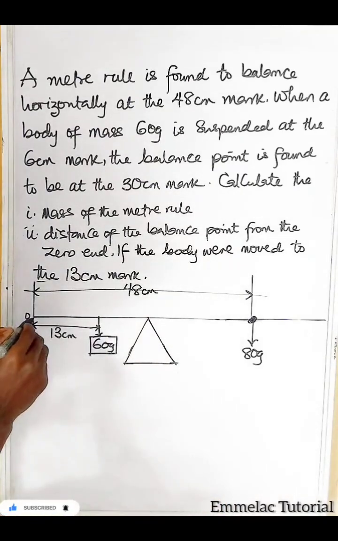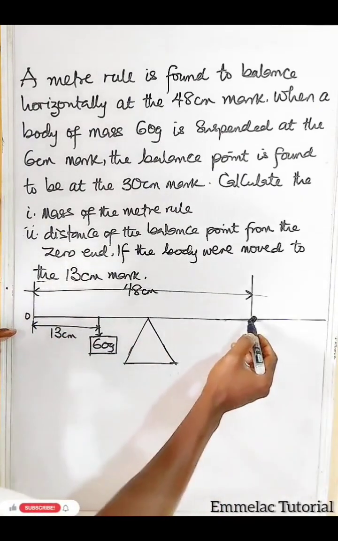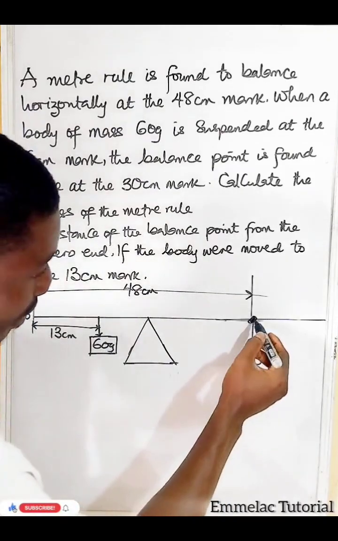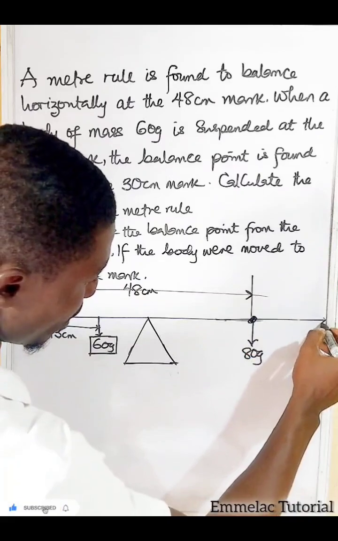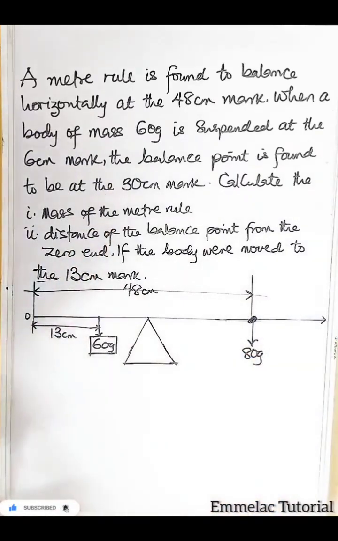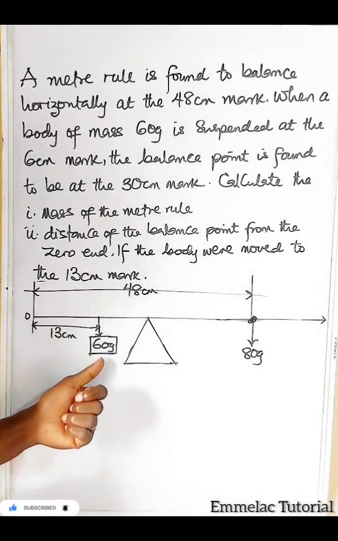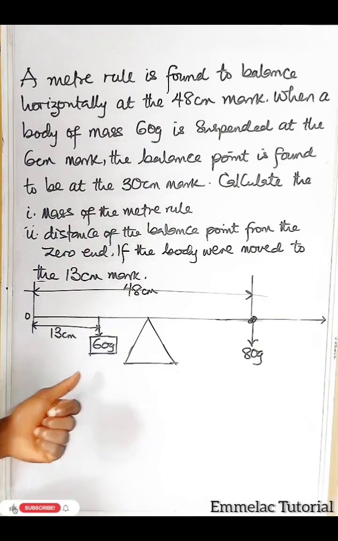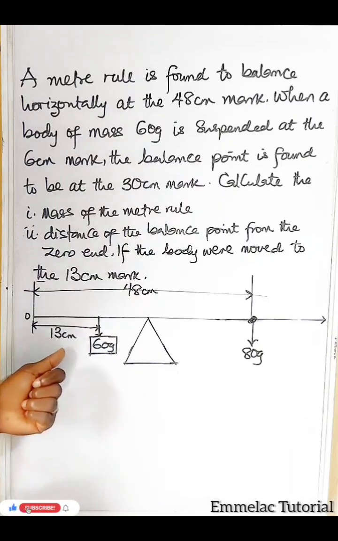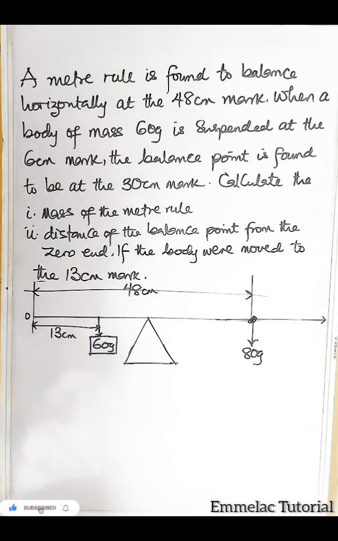Okay, because the same distance from 0 to 80 is also the same distance from 80 to the end here. But I just want to make it clear for a better understanding. So now the 60-gram body has been adjusted to the 13 centimeter mark from the 0 end.